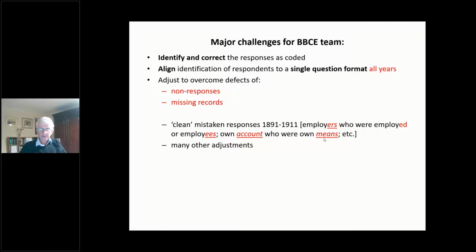And that could be a transcription error. It could be that the original respondents didn't understand the question. Own means was a phrase at the time which meant you were an annuitant, living on an annuity, or you were living on income from shares or rents. You weren't actually an employer or a self-employed person in the normal sense of the word. So we had a lot of challenges with this.